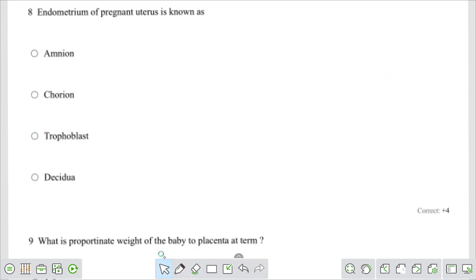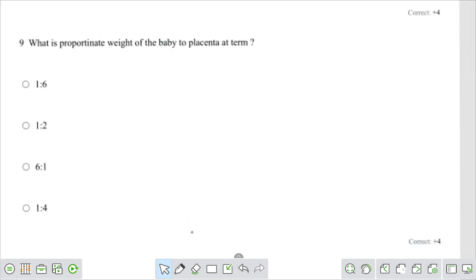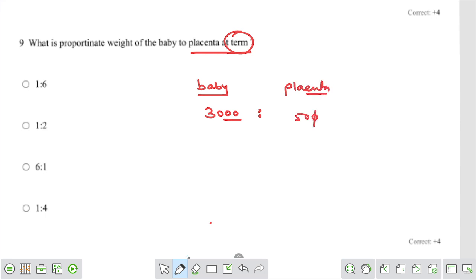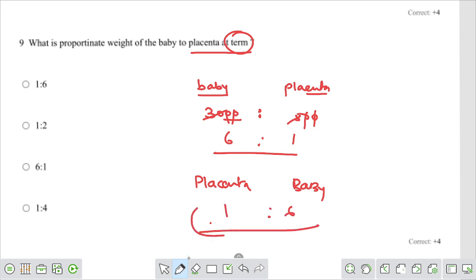Next question is: what is the proportionate weight of baby to placenta at term? At term, the average weight of the baby is 3000 grams, and the placenta weight at term is 500 grams. So the ratio is 6:1. But if an examiner asks the opposite, the placenta to baby ratio, then your answer is 1:6.